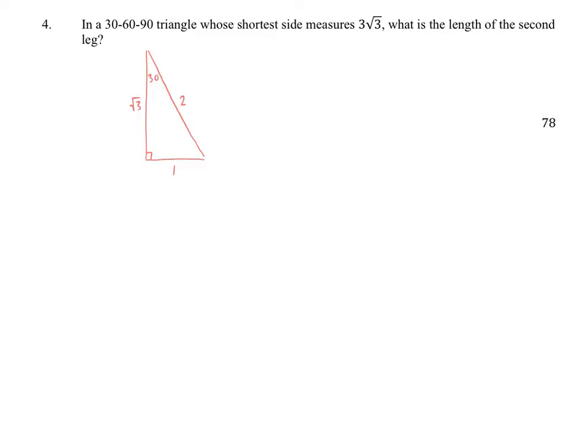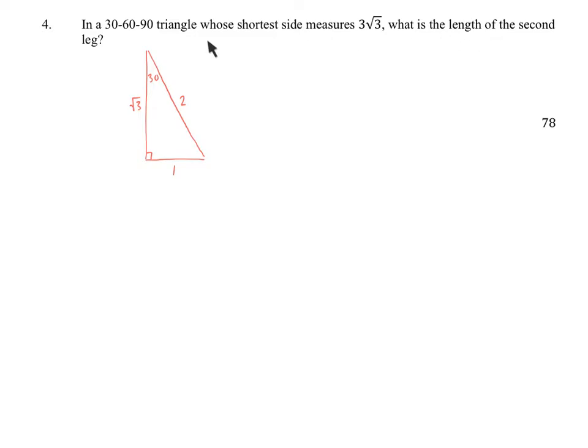All right, so there's our 30, 60, 90 triangle, and it says that in this triangle, the shortest side measures 3 radical 3. So on this triangle, which side is shortest? Well, it's going to be the side that's opposite the smallest angle. This is a 30-degree angle. This one's 60 and 90. So this will be your shortest side. And we're saying we're going to take that 1 and we're going to change it into a 3 radical 3.